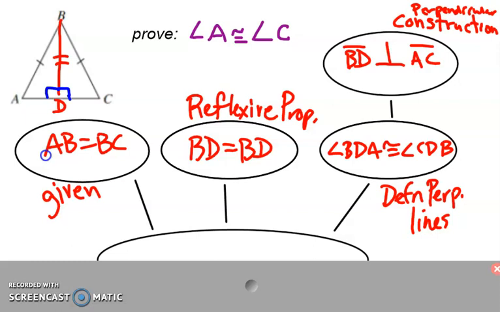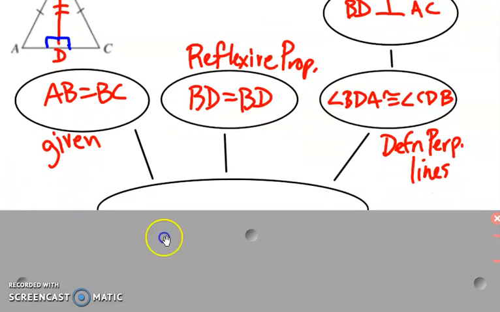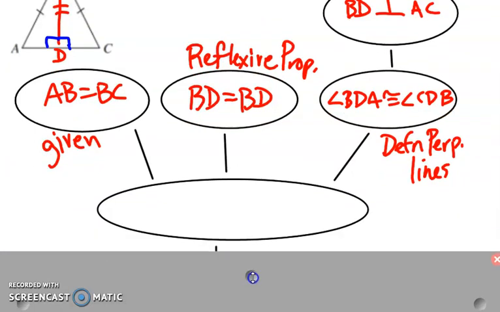So this is enough information to be able to say that the two triangles are going to be congruent to each other by hypotenuse leg. So triangle ABD is congruent to triangle CBD by hypotenuse leg.